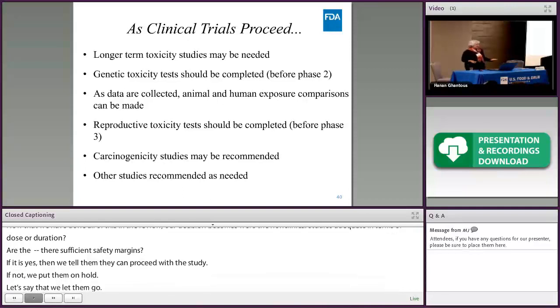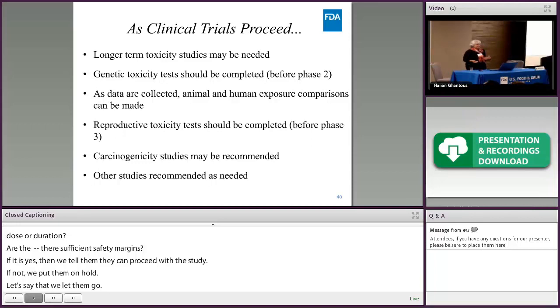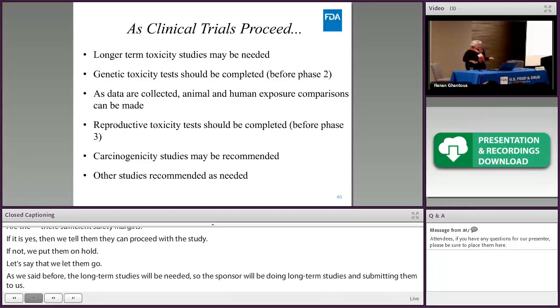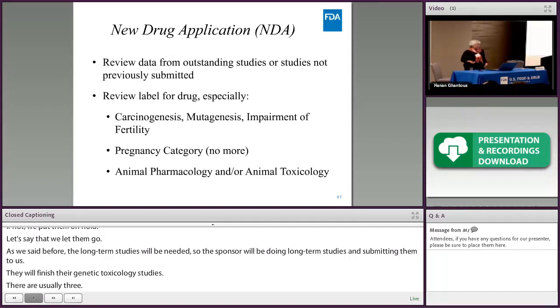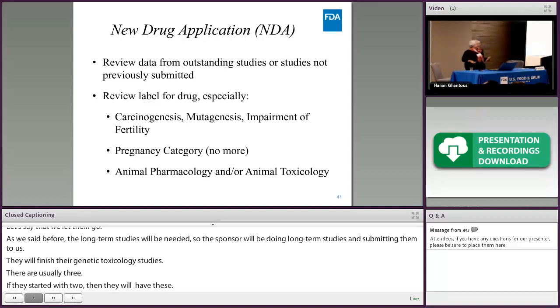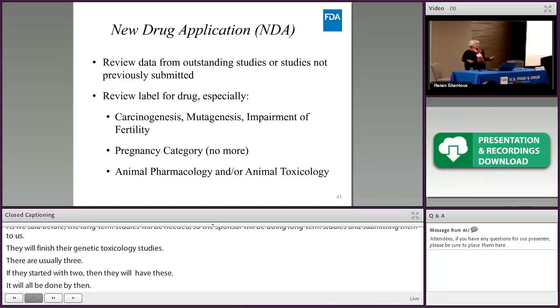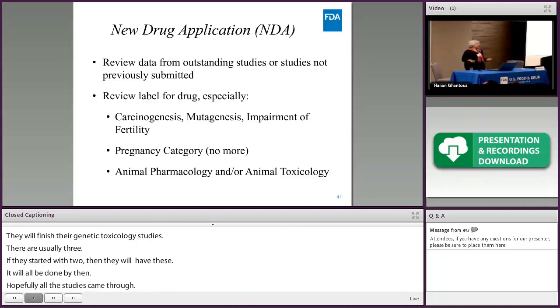As I said before, the long-term studies will be needed. The sponsor will be doing long-term studies and submitting them to us. They will finish their genetic toxicology studies. They're usually 3. If they started with 2, then they have 1 more to do. Their reproductive study, carcinogenicity study, all these things will be coming in. And then the NDA comes in when everything is done. Sometimes the carcinogenicity study might come with the NDA, so we have to review that.